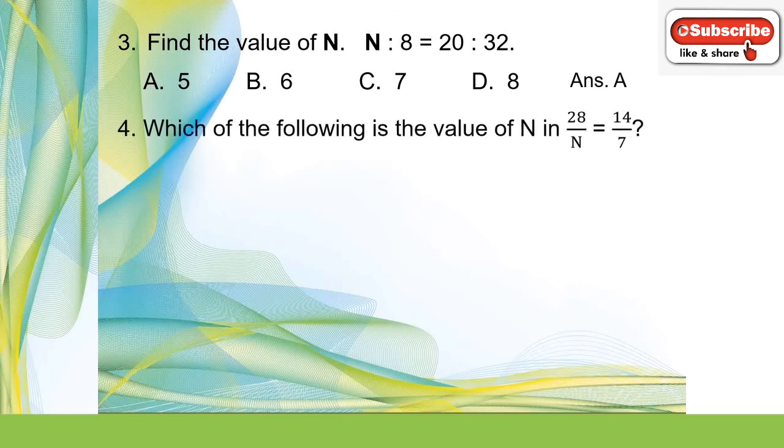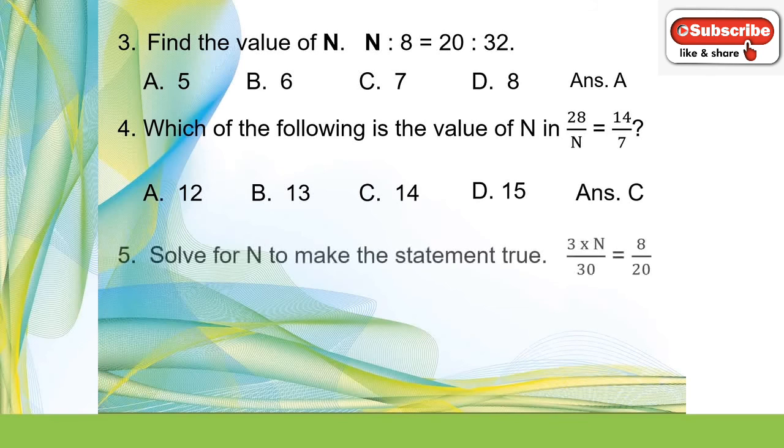Number 4. Which of the following is the value of n in 28 over n equals 14 over 7? A. 12, B. 13, C. 14, D. 15. Write your answer now. Time is up. The correct answer is letter C.